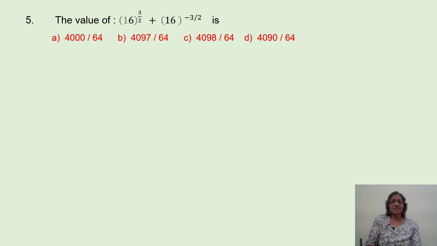This is a very simple sum. If you look at this sum, here both the bases are the same, but again there is a plus sign. So let's see what we can do. 16 can be written as 2 raised to 4 into 3 by 2, plus I'll do the same thing here.